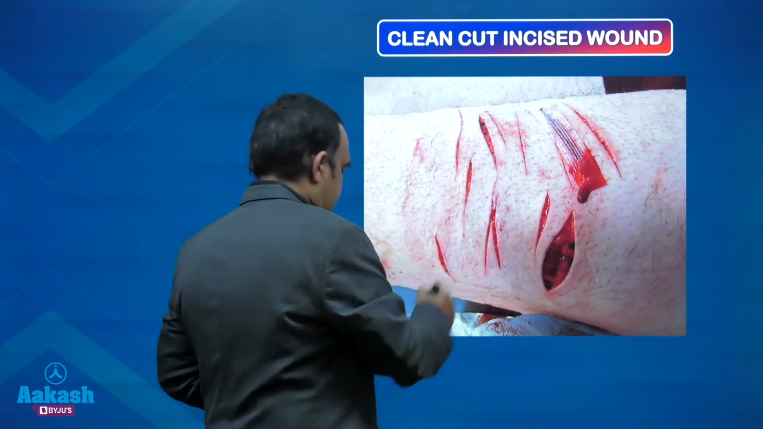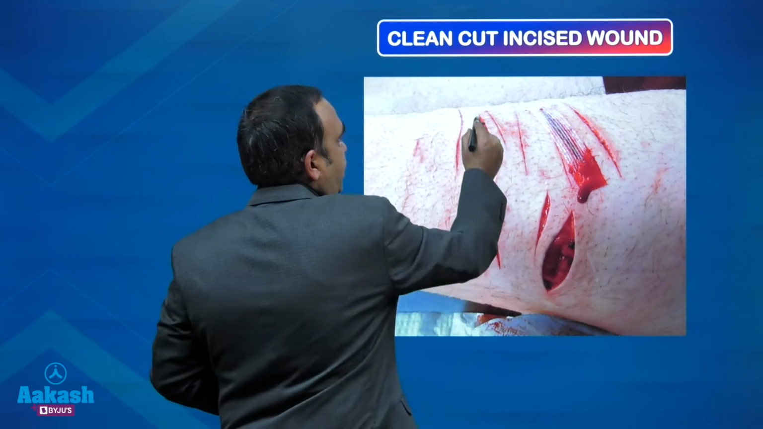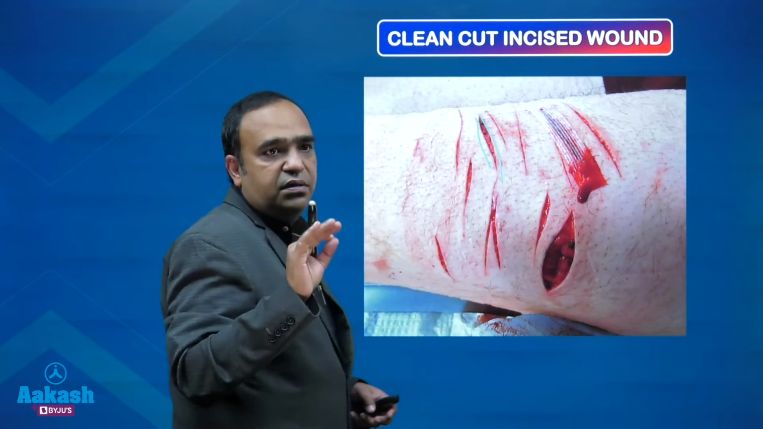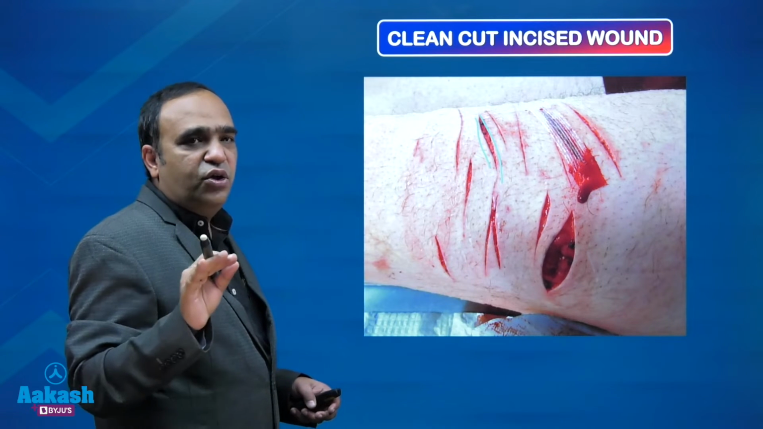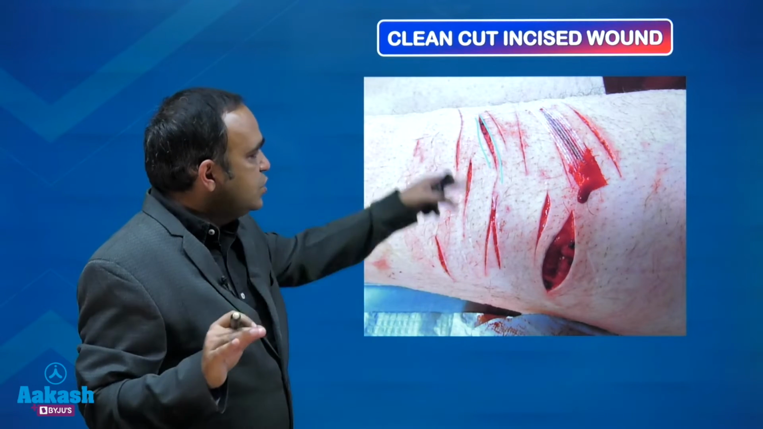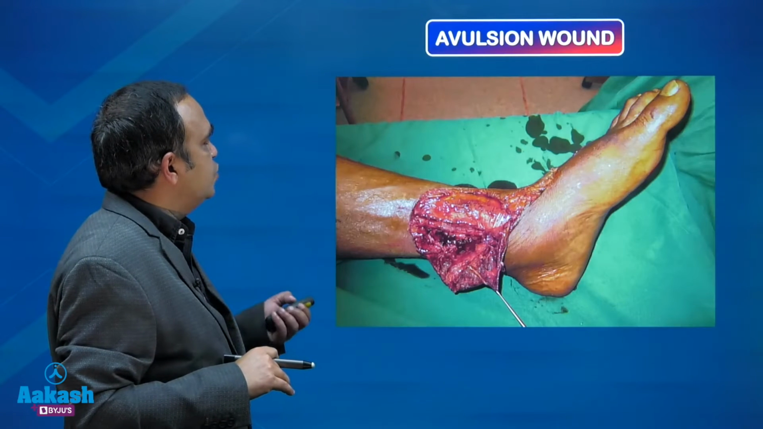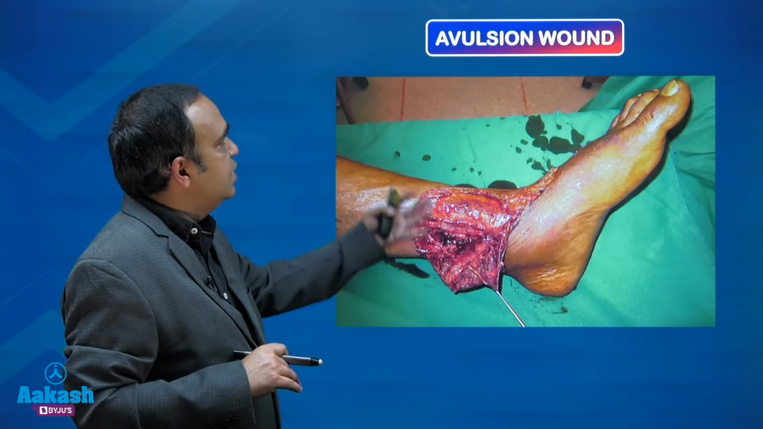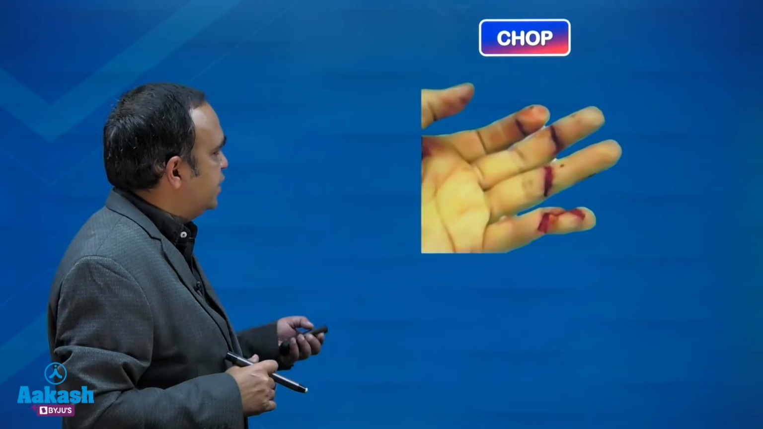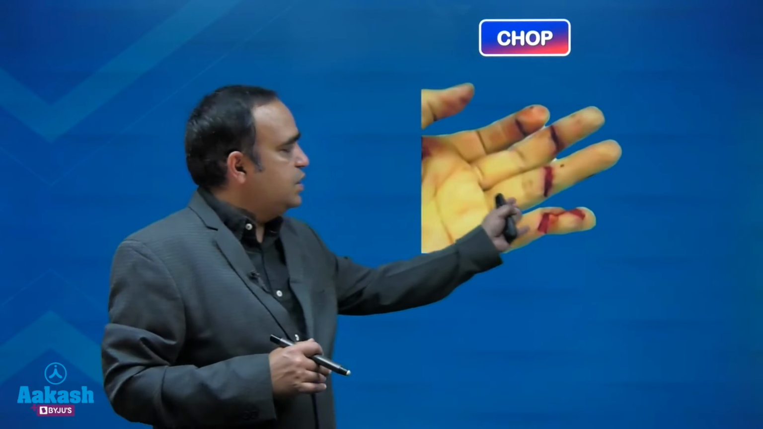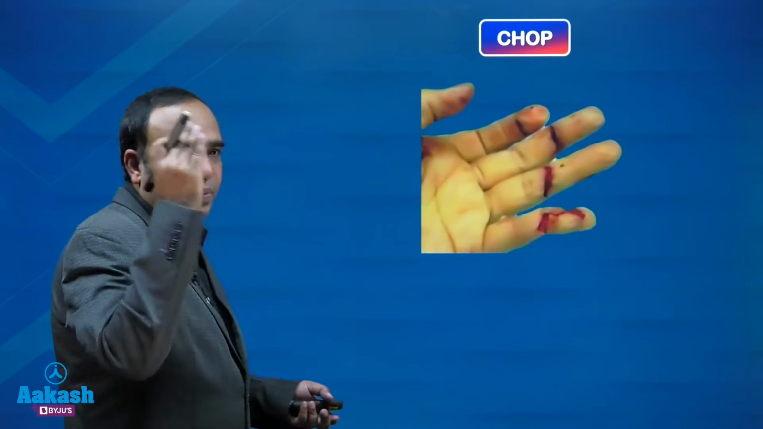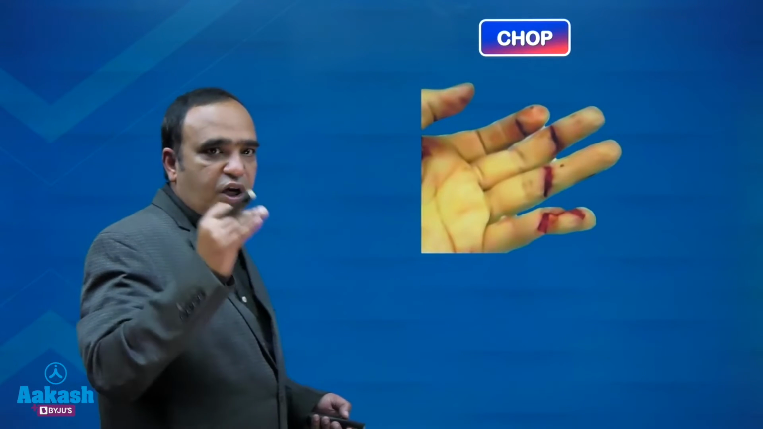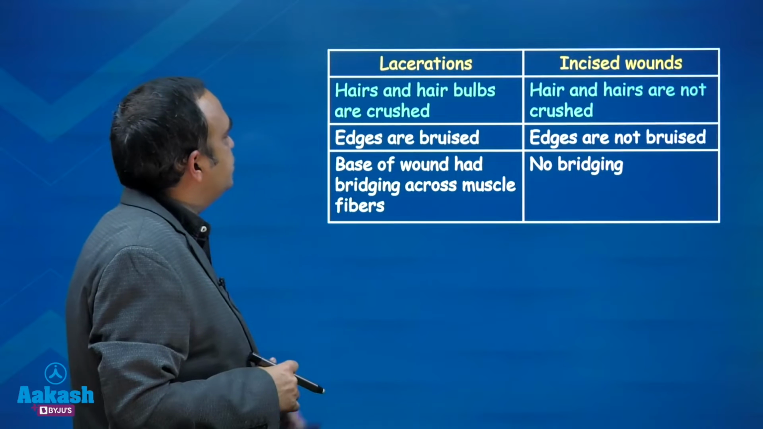As you can see, the edges are clean looking, they are not irregular, they are not bruised, there is no bridging between the tissues. That's a separation of the skin flap, as you can see here. That's the avulsion injury, degloving injury also. That's a chop, the separation complete with the impact of a sharp edged heavy object.